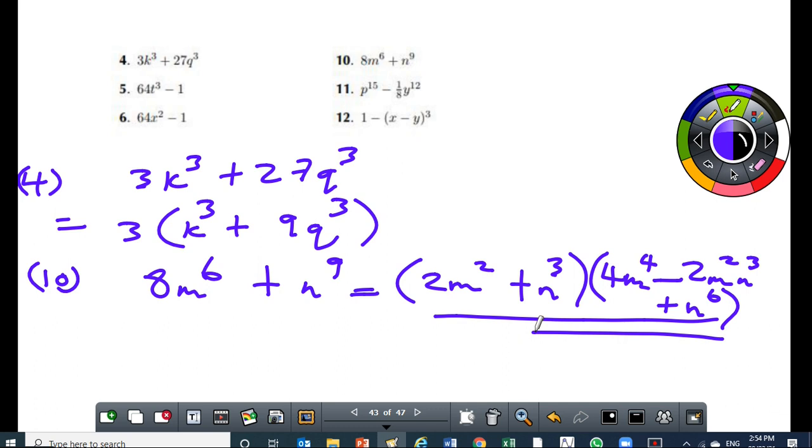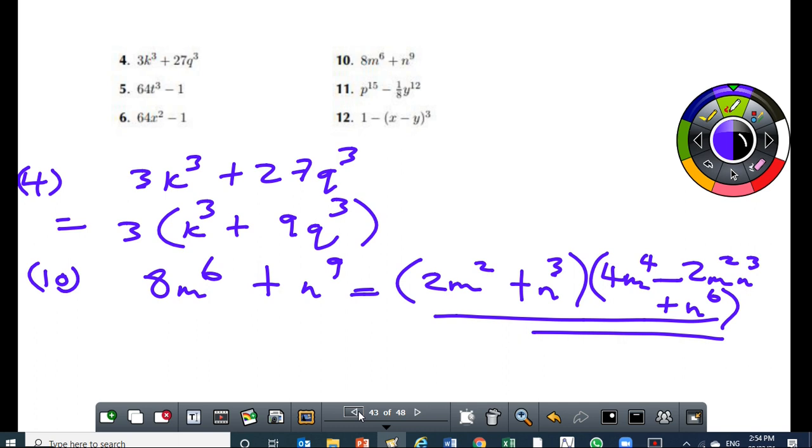Okay, number 12. It looks scary, but it's not that difficult. Based on what we have done so far, you should be able to do question 12. Everything we have done up to this point. So number 12, it's 1 minus (x minus y) cubed.